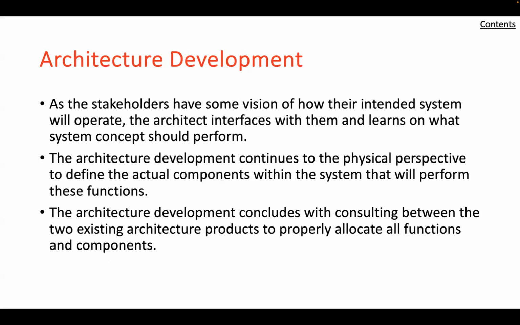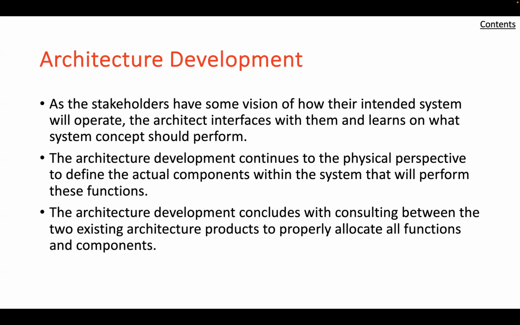The architecture development continues to the physical perspective to define the actual components within the system that will perform these functions. The physical architecture will continue to be constructed as multiple components will be grouped into subsystems and then grouped, in turn, to form the system. This process will continue for the collaborating and adversary systems as well, possibly uncovering specific interoperability features, for example, correct data fields, data formats, periodicity. They must be resolved between different systems.